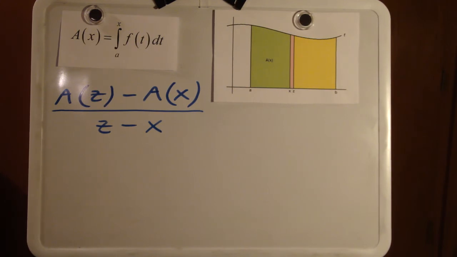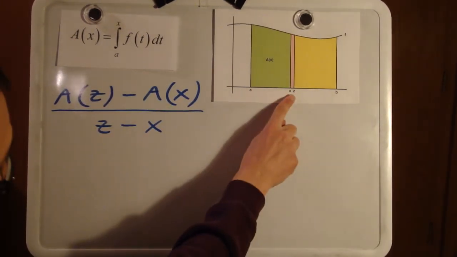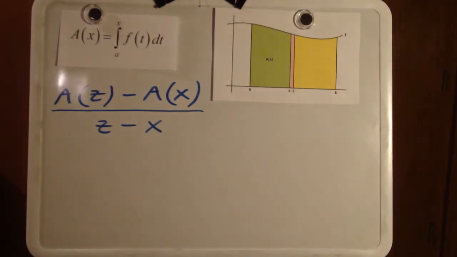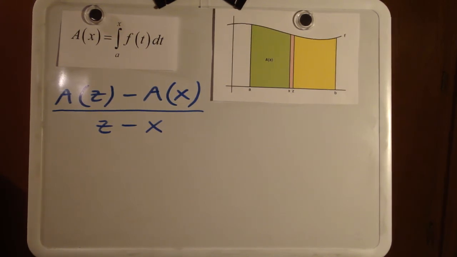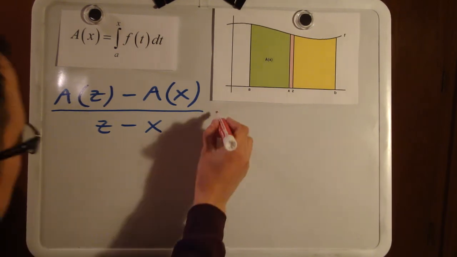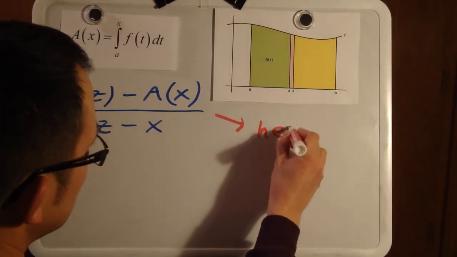If we look at this carefully, A of z minus A of x represents areas, and z minus x represents the width of this little pink sketched portion. If you take an area and divide by the width, then what you're left with in some sense is a height. And that's exactly what this represents. So this thing here is a height of some sort.